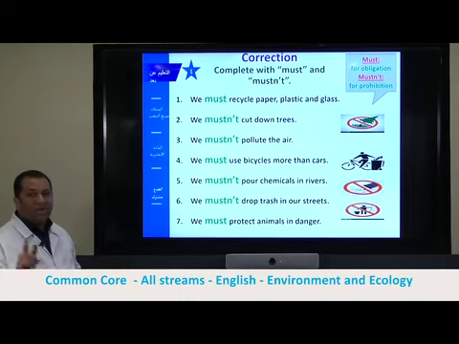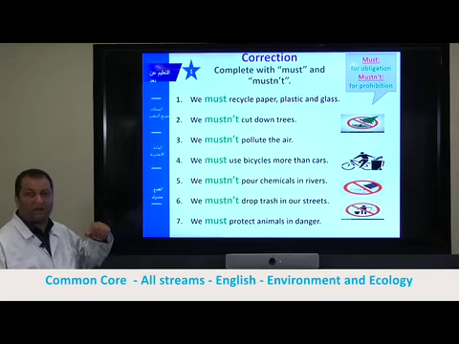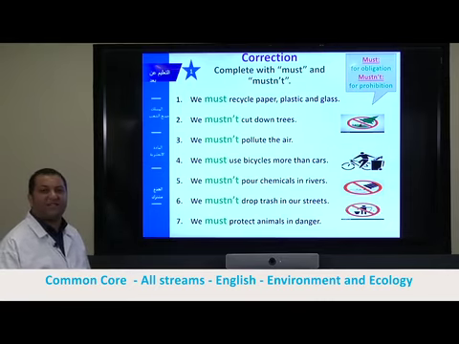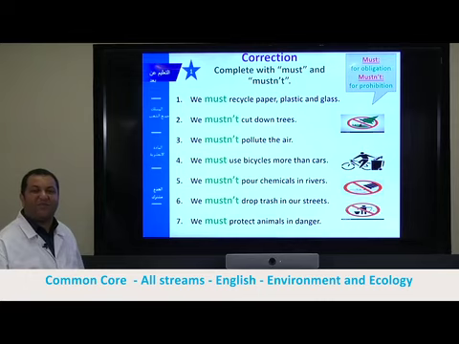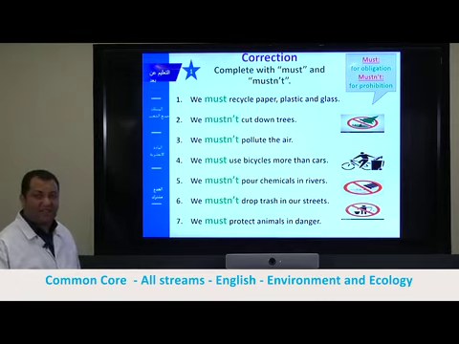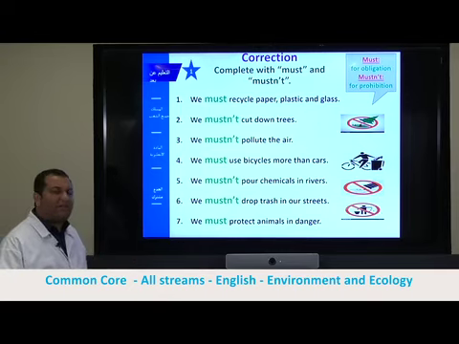Number 3, we mustn't pollute the air. Because if we pollute the air, it will be dangerous for our health. Number 4, we must use bicycles more than cars. Like in the Netherlands, people are using bicycles more than they are using cars. Why? Simply because cars are polluting our environment. Or cars pollute our environment.